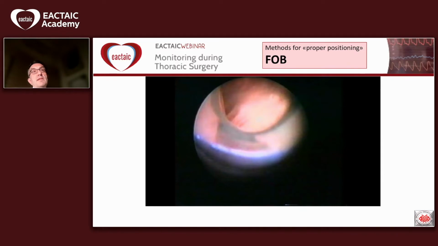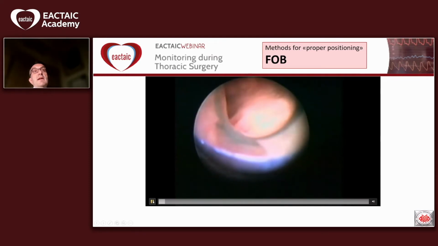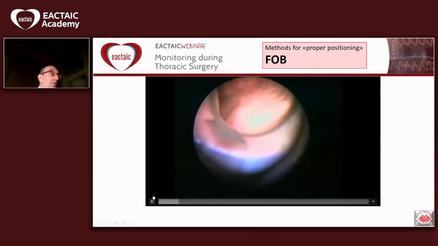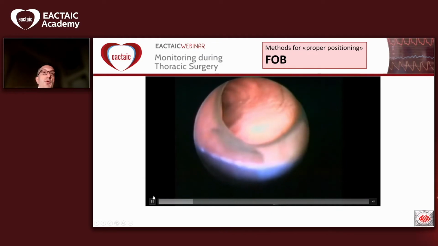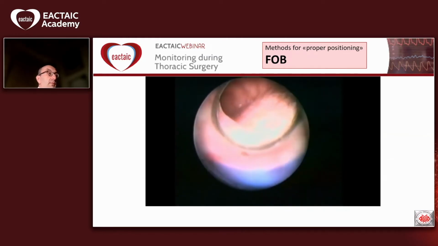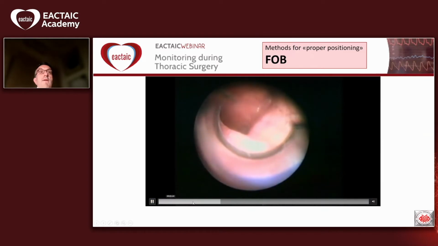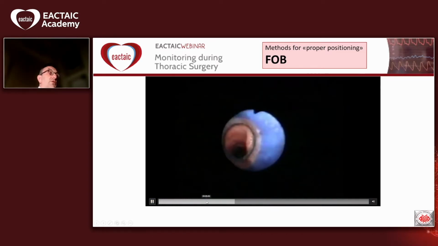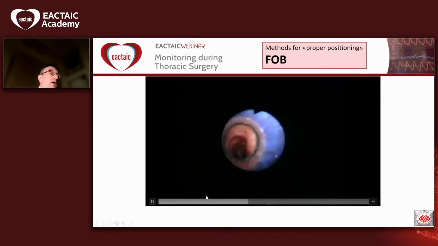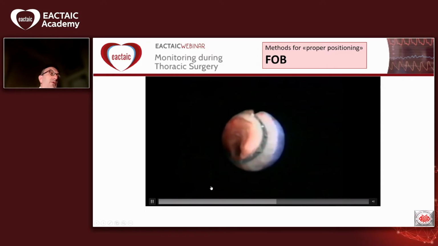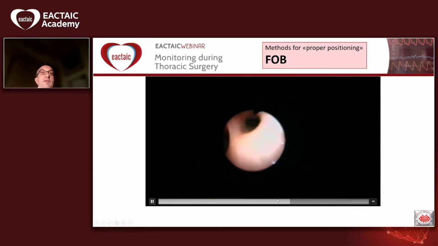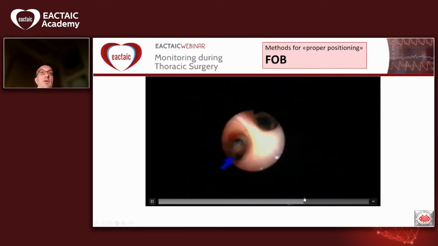The second one is the fiber optic bronchoscopy. Fiber optic bronchoscopy is still the gold standard for proper positioning of the double-lumen tube and the bronchial blocker. If I proceed, this is what you see through the bronchial lumen of the left double-lumen tube. And this is what you see now through the tracheal lumen. You can see here the bifurcation.